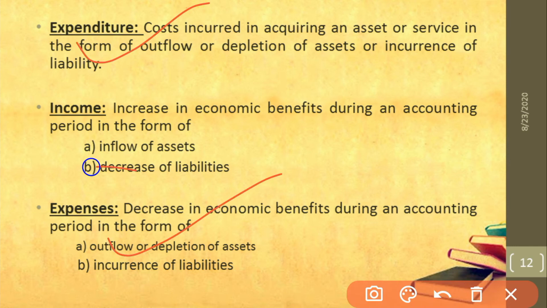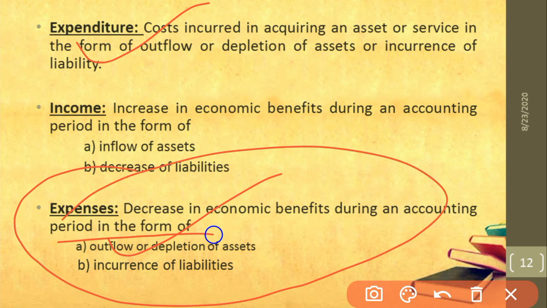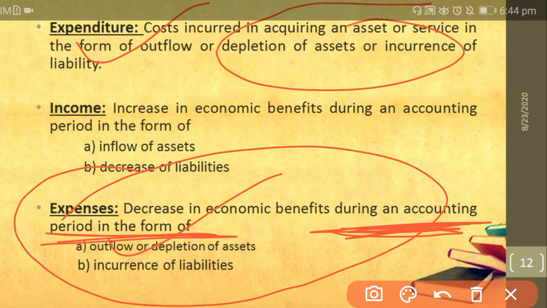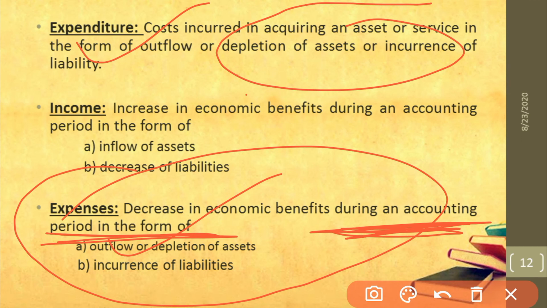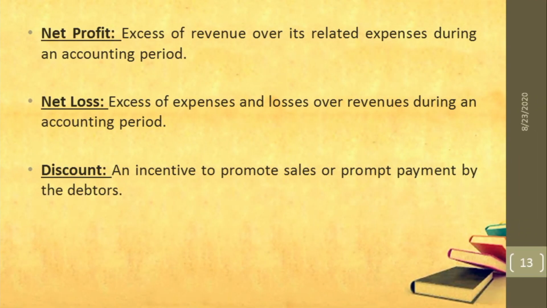Always remember that expenses are for the shorter duration or for an accounting period only, whereas expenditures include acquiring assets, and that involves a huge amount. I have not mentioned this term, accounting period, over here. So expenditures are always for more than one accounting period. So always remember this difference.